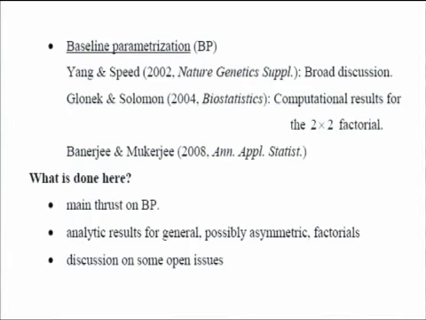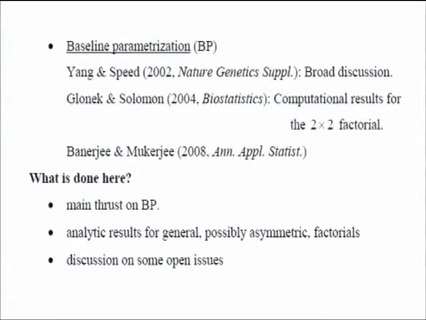And well, this inspired us to look at the paper by Glonek and Solomon in some more detail, with a view to obtaining theoretical results, providing algebraic justification for some of their computational results. And this appeared in 2008 in the Annals of Applied Statistics. And in today's talk, the results that I am going to describe are mostly based on our 2008 paper, to be followed by a statement of some open issues on optimal designing under the baseline parameterization.